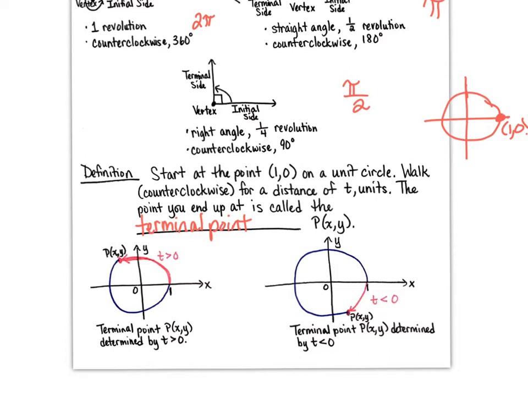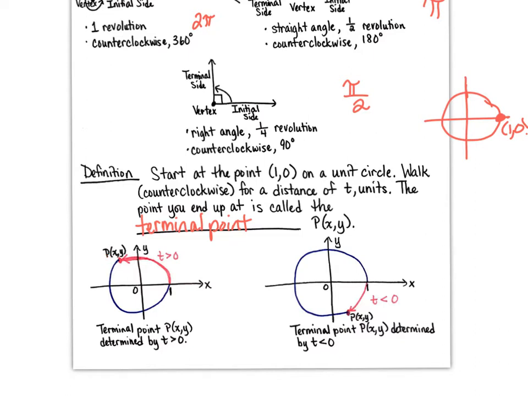So for example, if you have the unit circle here, you start at (1, 0) and you walk along, t is greater than 0, and this would be your terminal point, P of (x, y). So we start here, we go around. In red is just the point where I'm saying we started at (1, 0) and went around on the unit circle, counterclockwise.